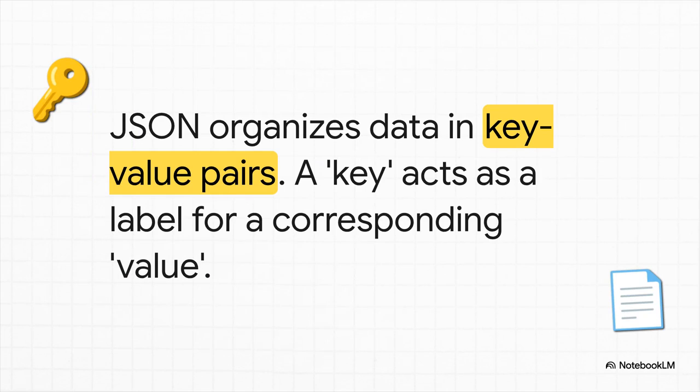And look, this is literally all it is. You have a key, which is just a label, like user underscore, and you give it a value, like Ajay. Or the key is active, and the value is true. That's it. It's just a bunch of labeled information, which makes it incredibly predictable and easy to work with.